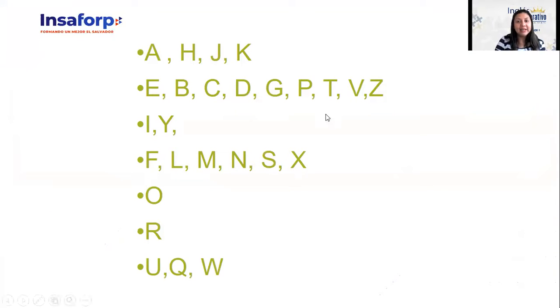This is by their similar sounds. I have grouped the letters of the alphabet by their similar sounds. Example, A, H, J, K. All of them are A. Now, the second group is with E. E, B, C, D, G, P, T, V, Z. I, Y, F, L, M, N.